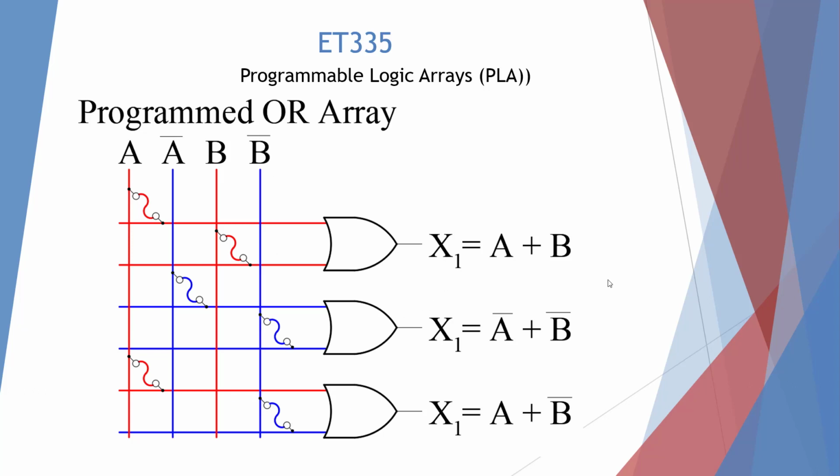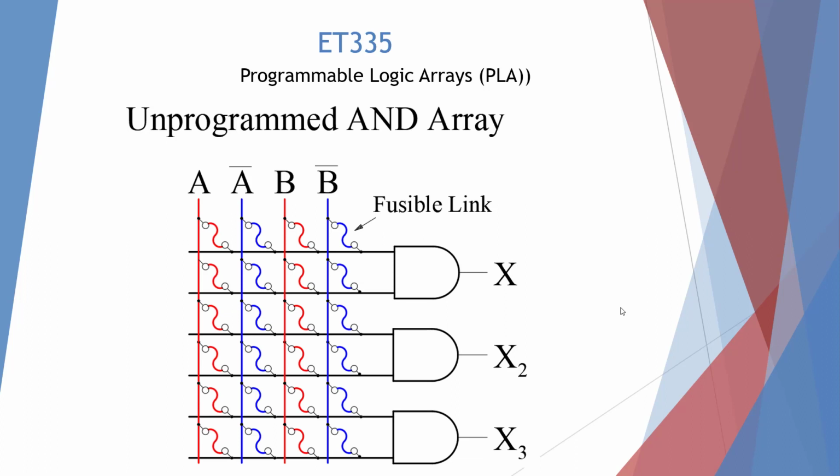So here is our equation for the outputs: A plus B, A bar plus B bar, and A plus B bar. Here we have an unprogrammed AND array, and these are similar to the last one, except these are going into AND gates. And again, we have fusible links tied into the inputs.